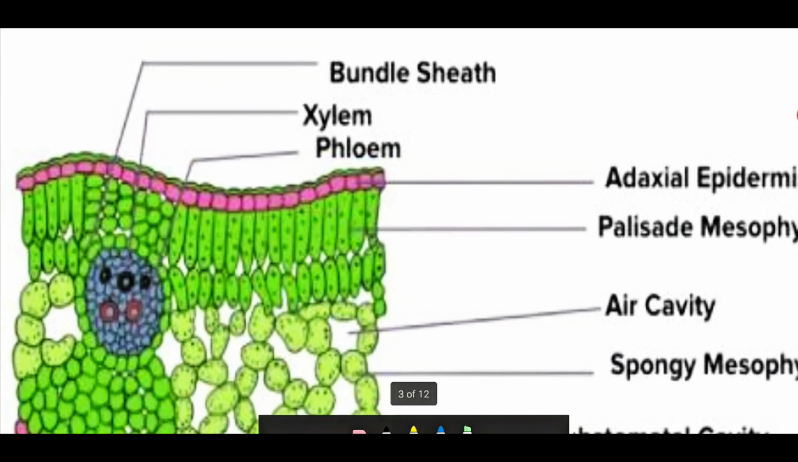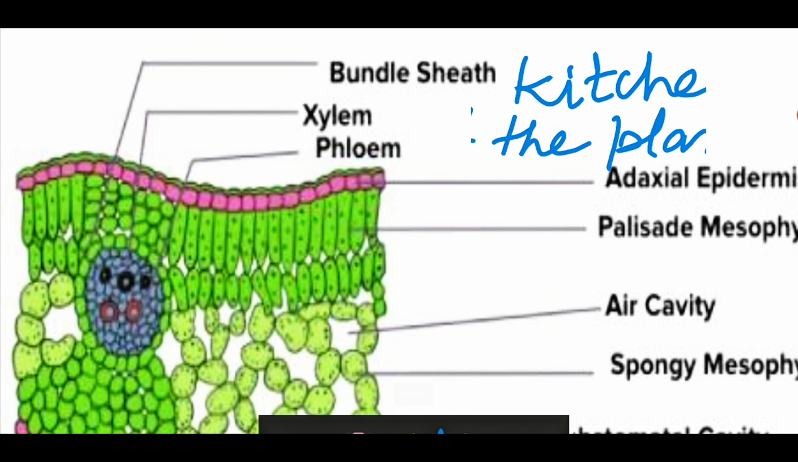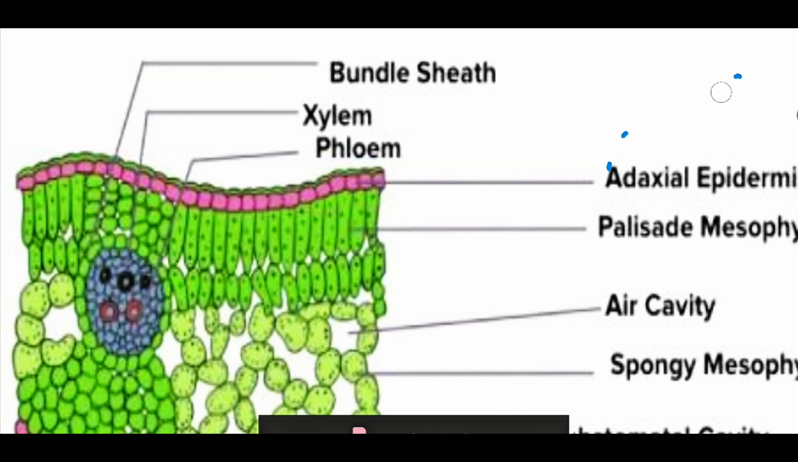This is the longitudinal section of the leaf. As you all know, the food is prepared with the help of the leaf. The leaf only prepares the food, and it is also known as the kitchen of the plant. As in the previous video I told you, flowers are the reproductive part of the plant. In the same way, leaves are known as the kitchen of the plant. So we will now study all the details one by one.